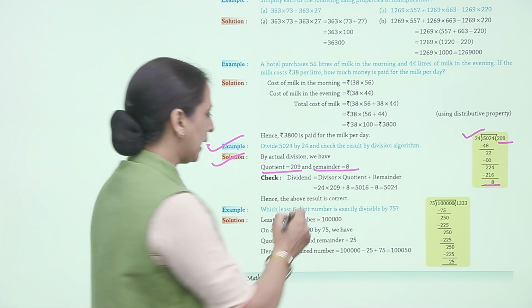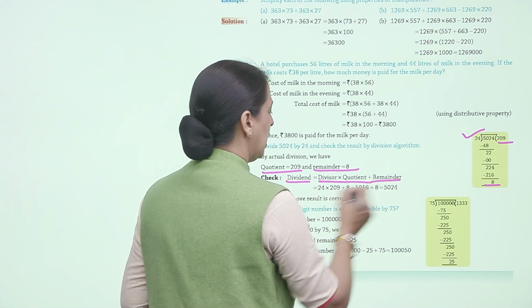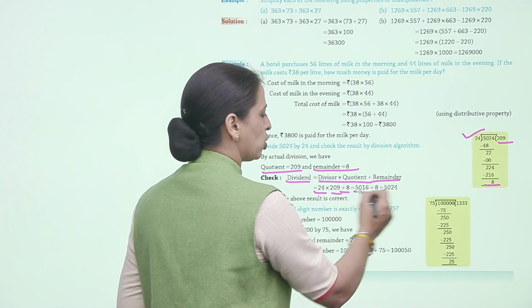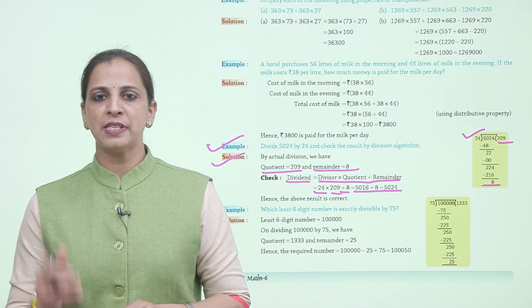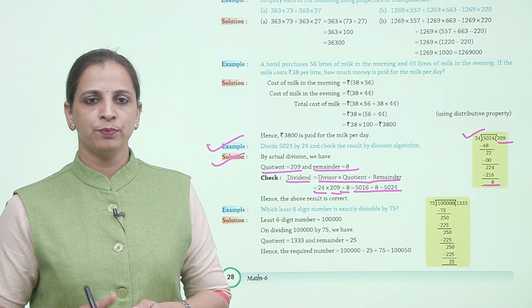चेक करते हैं. That is dividend is equals to divisor multiply by quotient plus remainder. Divisor is 24, quotient is 209 plus 8 is equals to 5016 plus 8 is equals to 5024. Hence the above result is correct. Now next example.